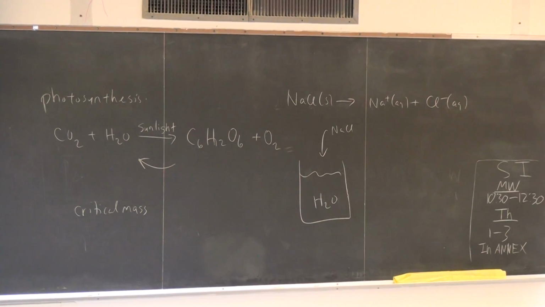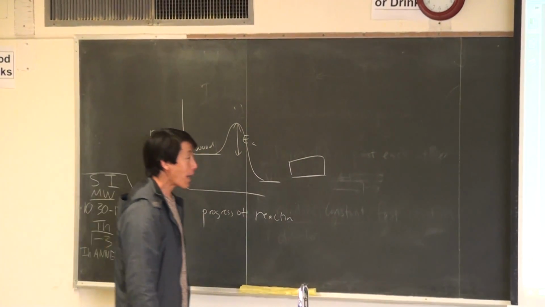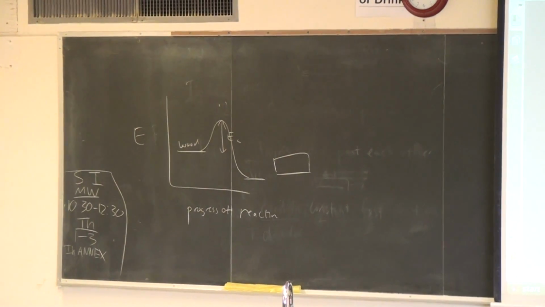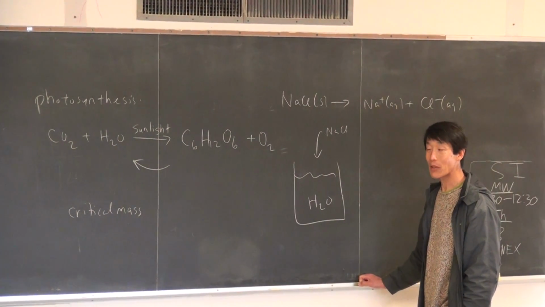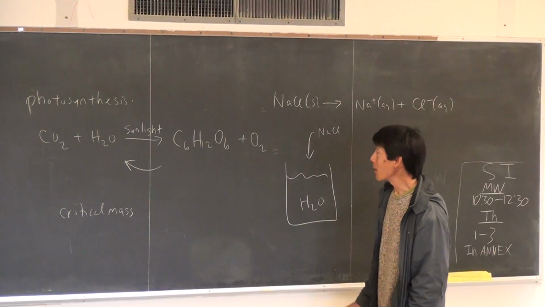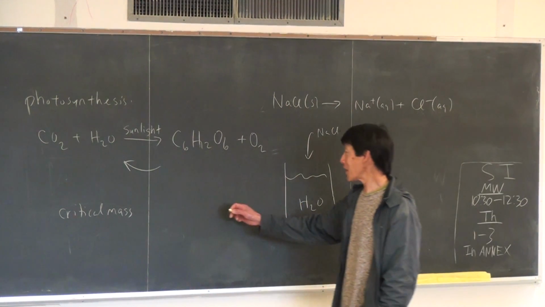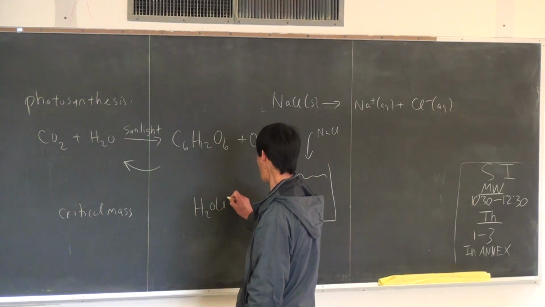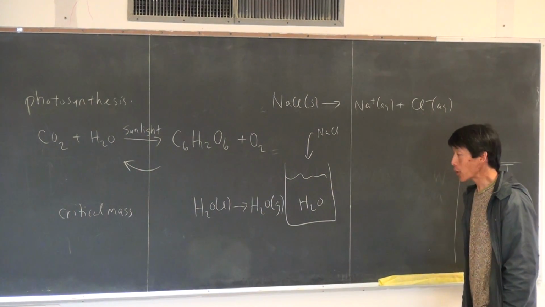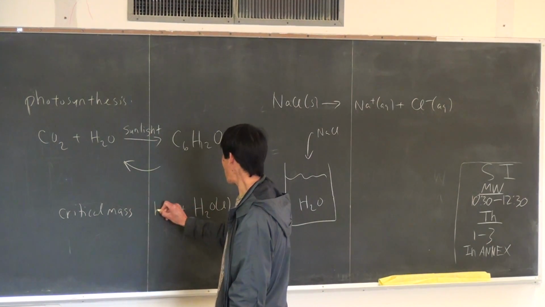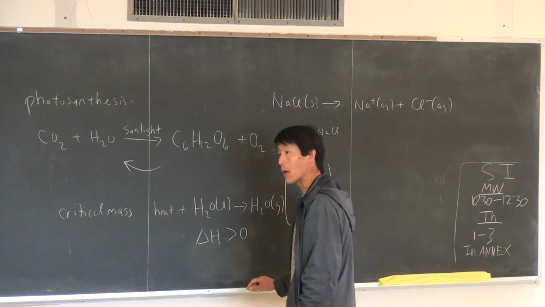Is boiling water a spontaneous reaction? No. If you have water in here, is it just going to boil all by itself? No, you have to supply energy to get that water to boil. How can we describe the boiling of water in a chemical equation? We have H2O liquid going to H2O gas. We have to supply energy, so note that heat is considered a reactant. So is this reaction endothermic or exothermic? It's endothermic. Delta H is positive for that reaction.